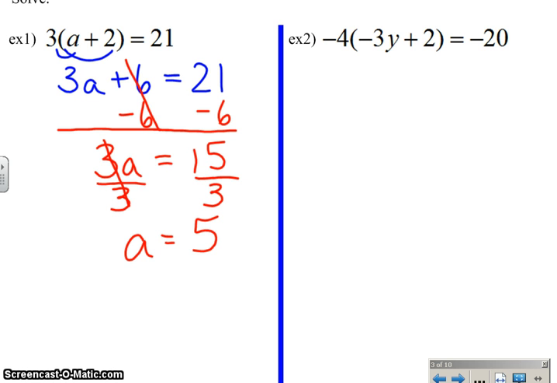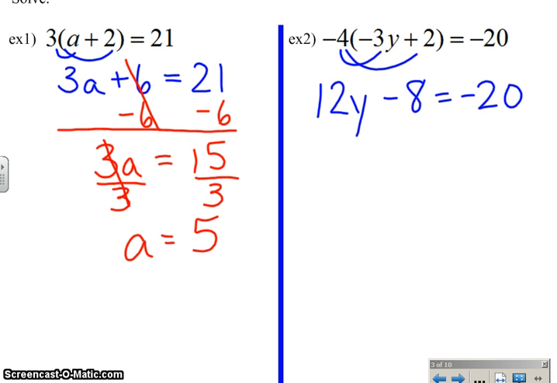Example 2, get rid of the parentheses again through distributive property. Take that negative 4 into every member of the group. So that's going to give us a positive 12y. We're going to get a negative 8 and bring down the rest of the equation.